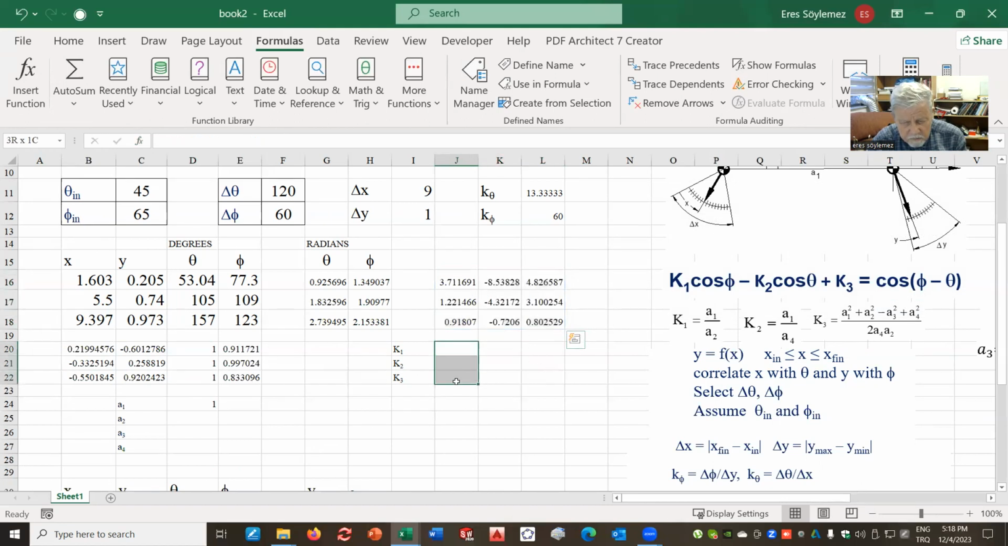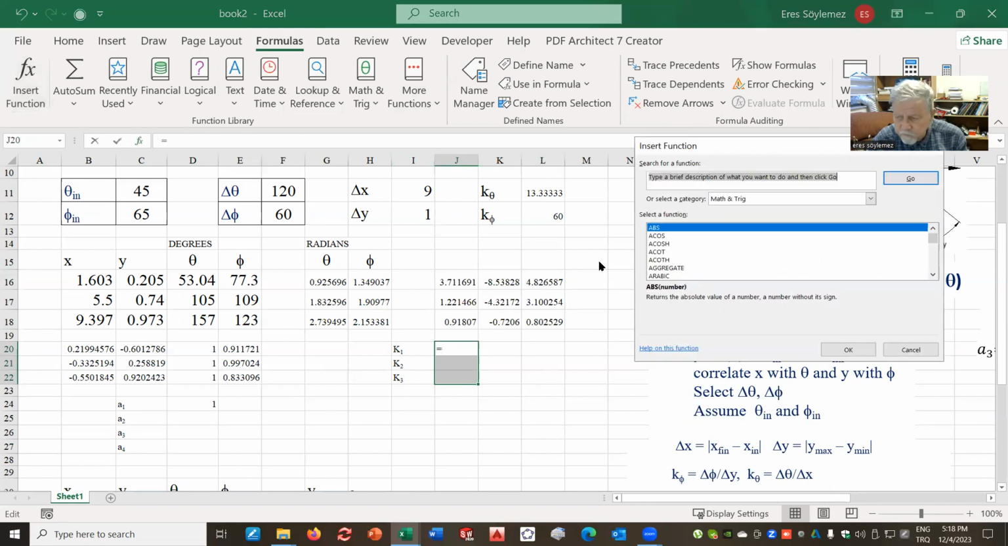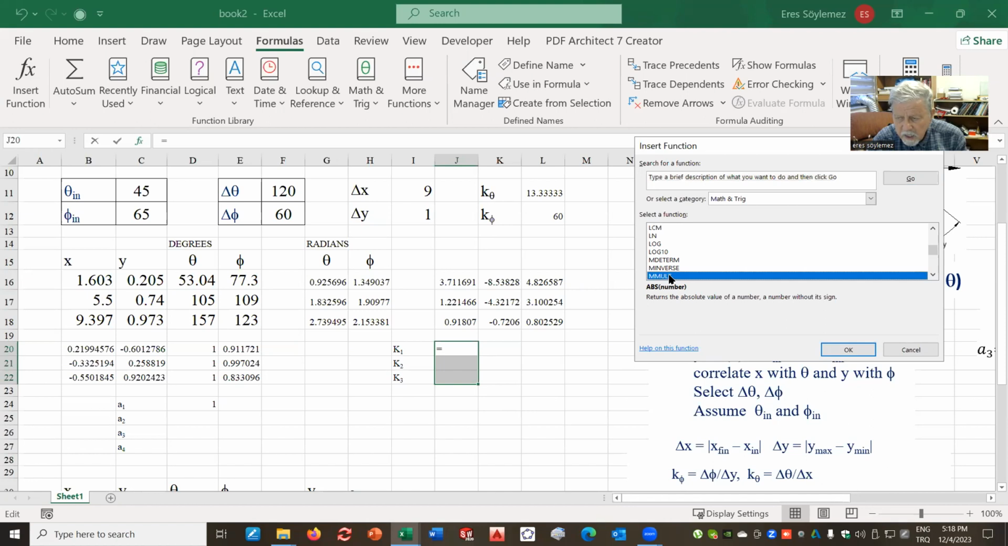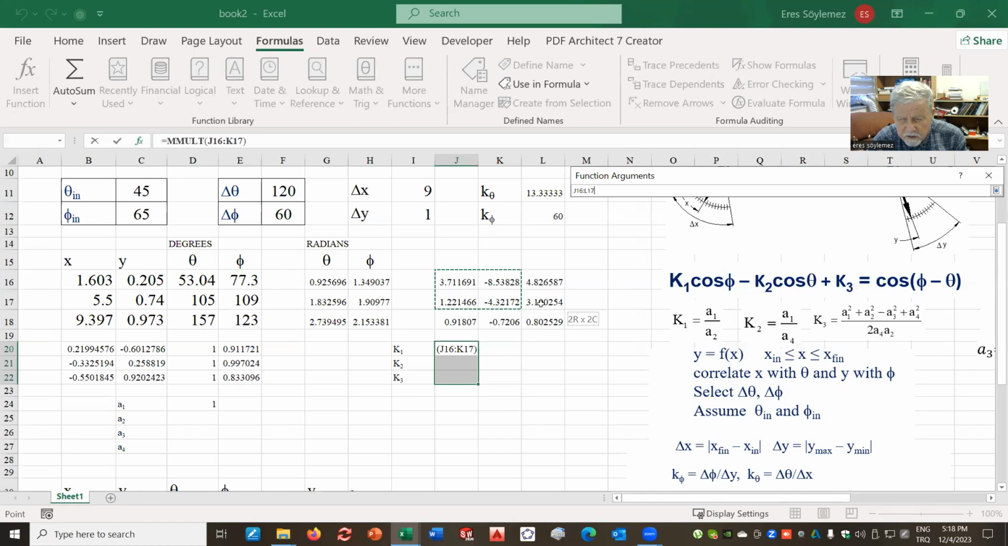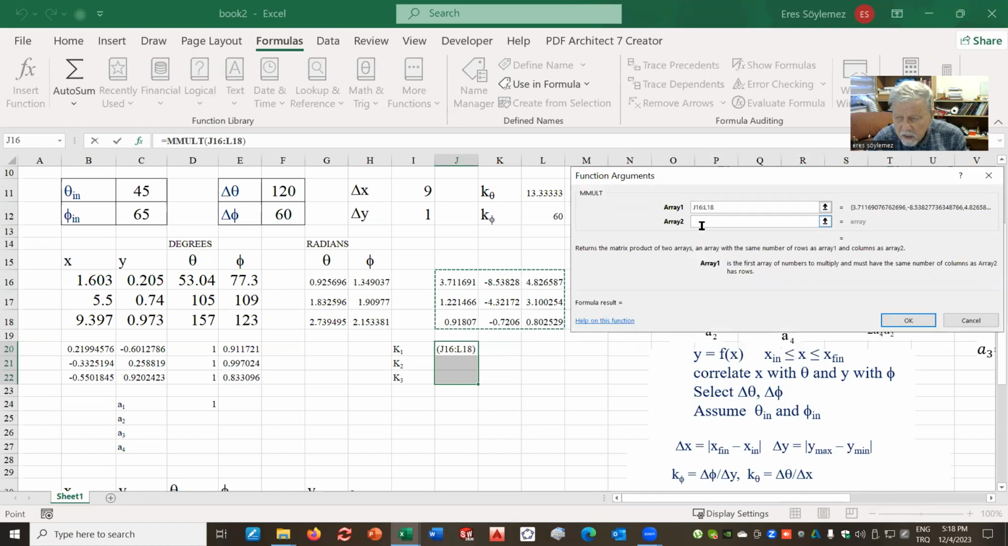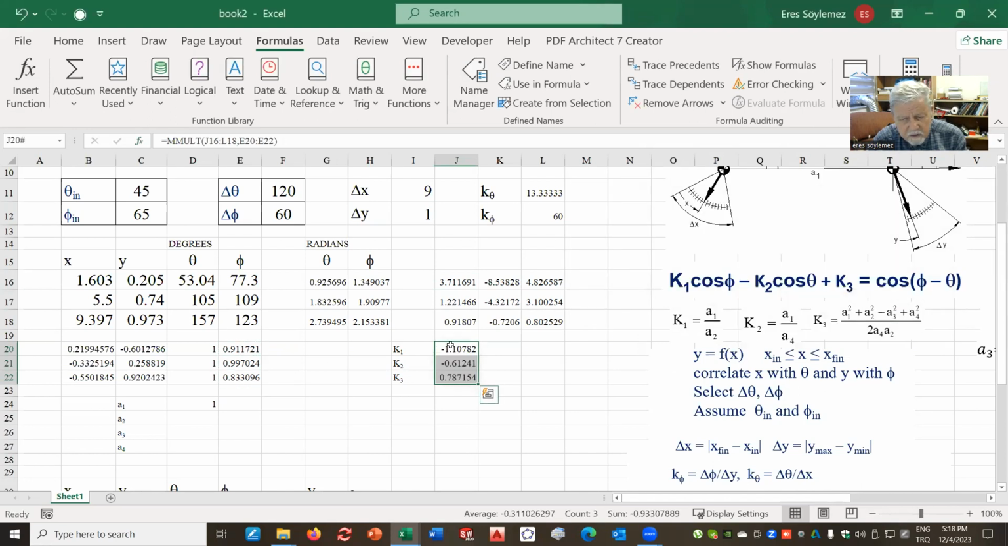Come over here, mark these 3 cells. Now, again, go to the formula. Again, go to math. MINVERSE, MDETERM, MMULT. You are going to multiply this matrix with this column vector. Correct? These are the values for K1, K2, K3.